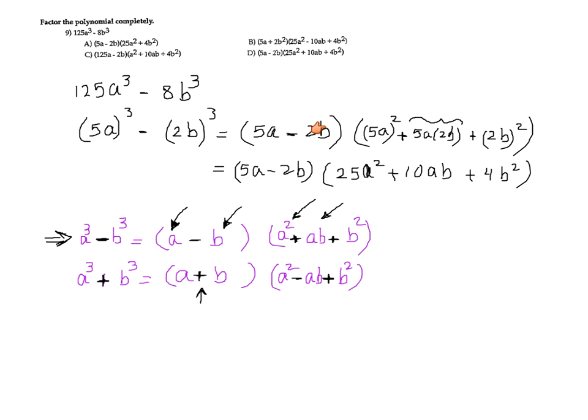So if you look at and compare which one is the correct answer here, I have 5A minus 2B, which is right here. And it looks like the correct answer is D in this case. Correct answer is D. So you would circle D as the correct answer right there.